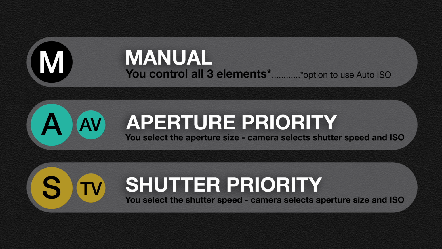Now in shutter priority, you have full control of the shutter speed, and the camera will adjust the aperture size and the ISO to make sure you get the perfect exposure. Now remember, if you've got a Canon camera, the acronym is TV for time value, but it's exactly the same as S for shutter speed. So they are the 3 modes that we're going to look at.